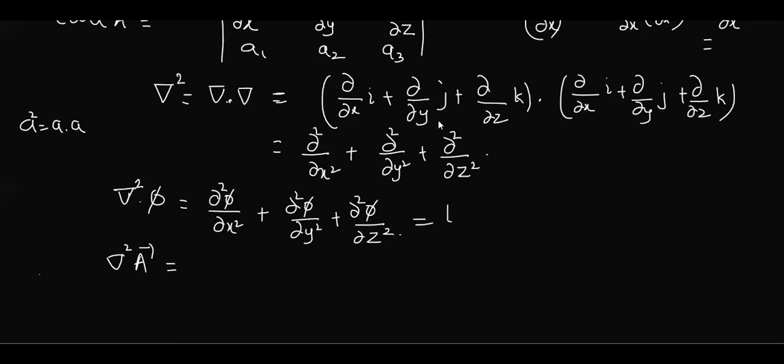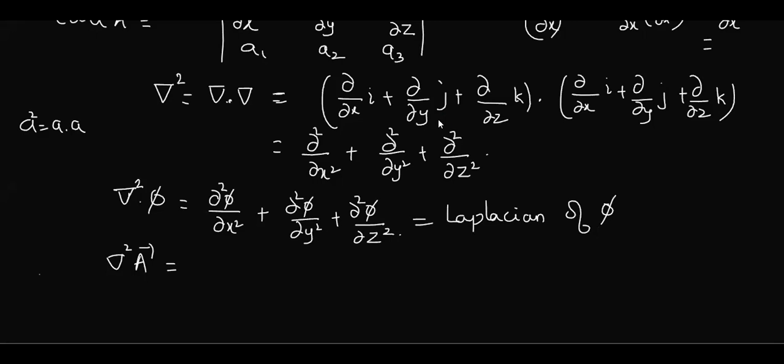So this is called as Laplacian. They may not ask the question on this because the first three definitions are important, but you should be aware of this. Laplacian of phi. Now, similarly, if I have a vector like this, A bar.